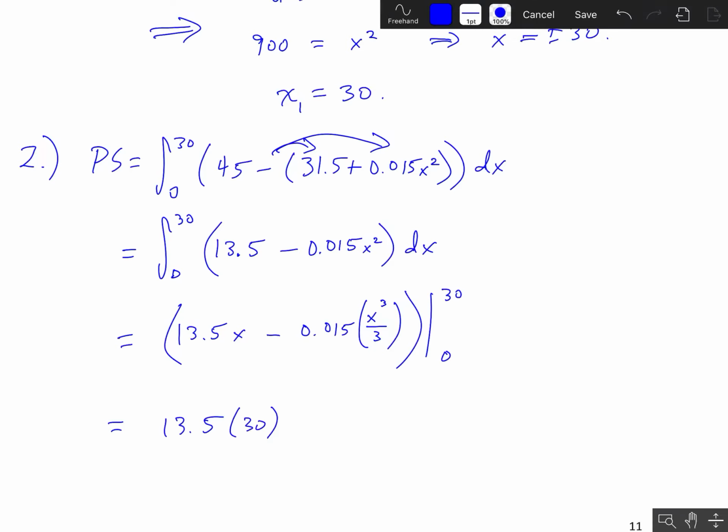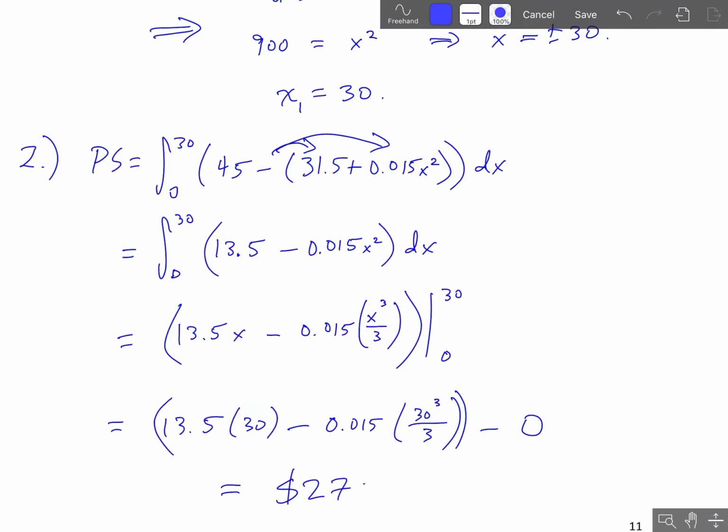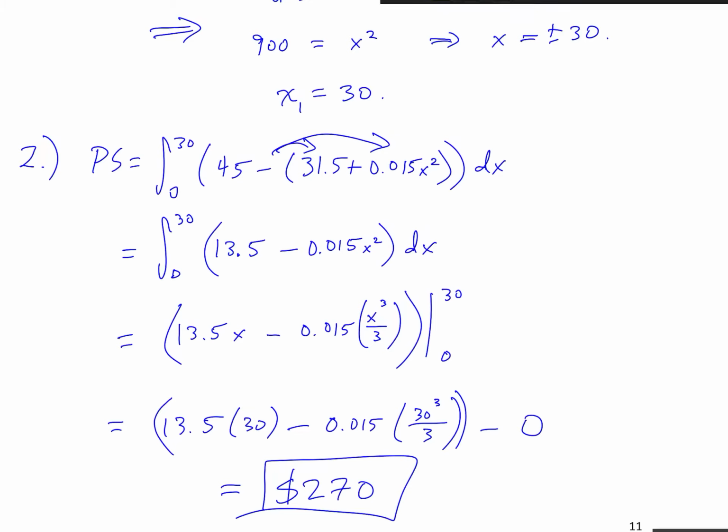So this will be 13.5 times 30 minus 0.015 times 30 cubed divided by 3. That's just the evaluation at 30 minus the evaluation at 0. But notice again that if you plug in 0 into either of these terms, they both become 0. So this will just be minus 0 when we evaluate at 0. And then finally, if you plug this expression into your calculator, what you'll end up getting in total is $270. So the producers are gaining an extra $270 over what they would have been willing to sell for at their lowest.